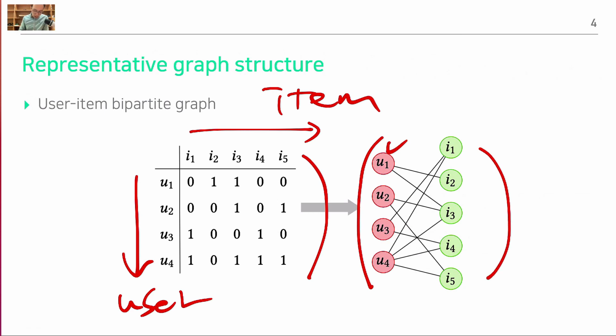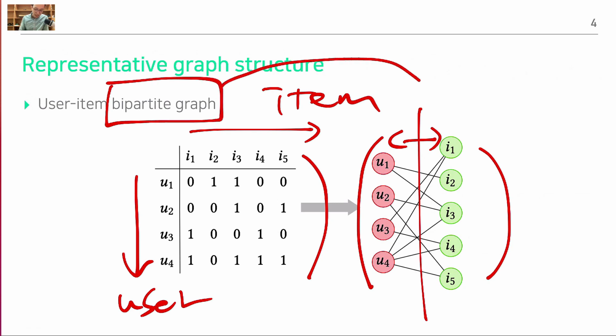User 1 is connected to item 2 and item 3, from this information. In this graph, there is no interaction between users and no interaction between items. That's why we call this graph a bipartite graph. The interaction can only be between different types of nodes, between user and item. So we call this type of graph a bipartite graph.